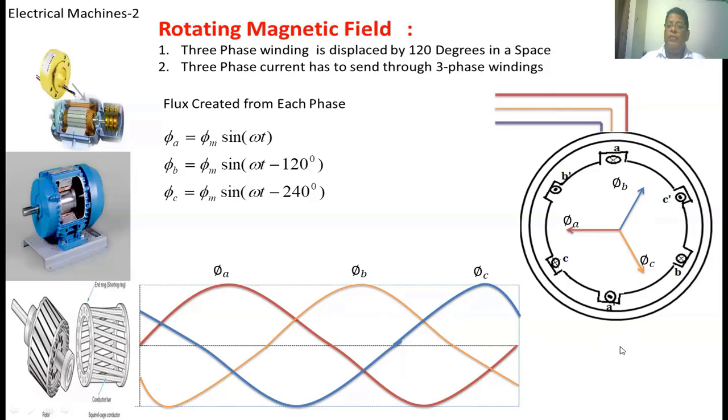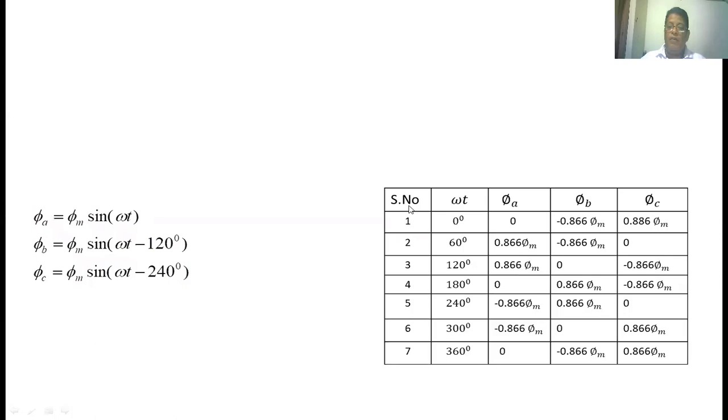That we are going to find out by taking different intervals. Again, we have taken the same expression for the flux coming from each phase, phi A, phi B, phi C. Here we frame a table: omega t equal to 0 degrees, 60 degrees, 120 degrees, 180 degrees, 240 degrees, 300 degrees, and 360 degrees. Nothing but we are going to consider one cycle. So in place of omega t, you substitute the 0 degree here, and the magnitude of phi A we are finding, that value is taken here.